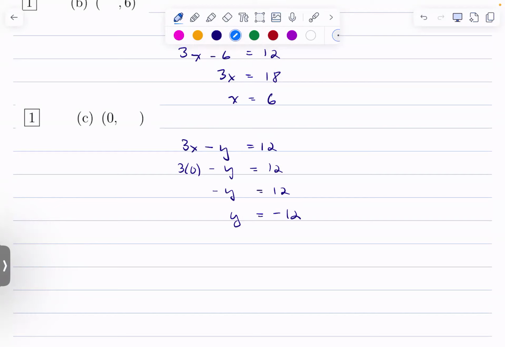What's some implied knowledge here? If x is 0, this makes it the y-intercept, where it crosses the y-axis. And so this is the y-intercept. Next, we find the x-intercept.